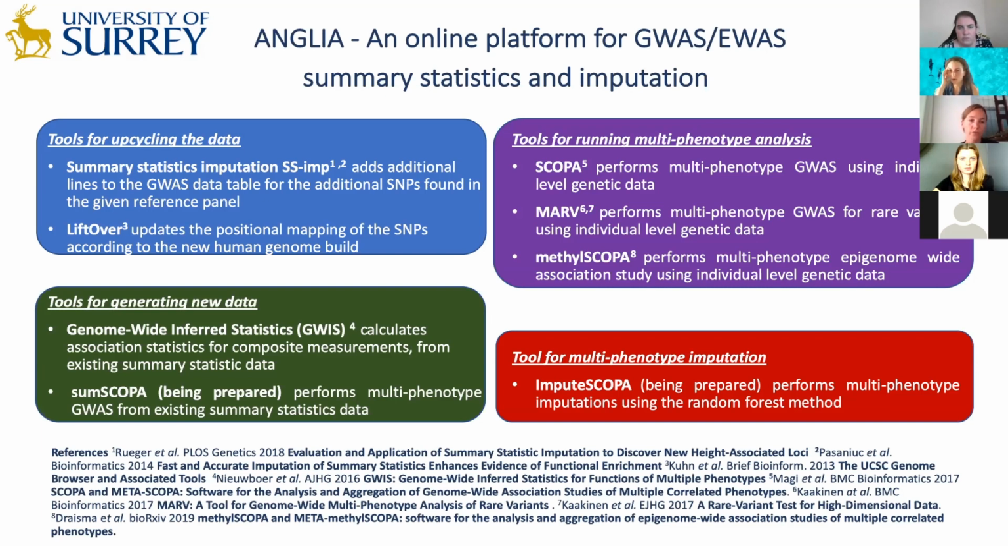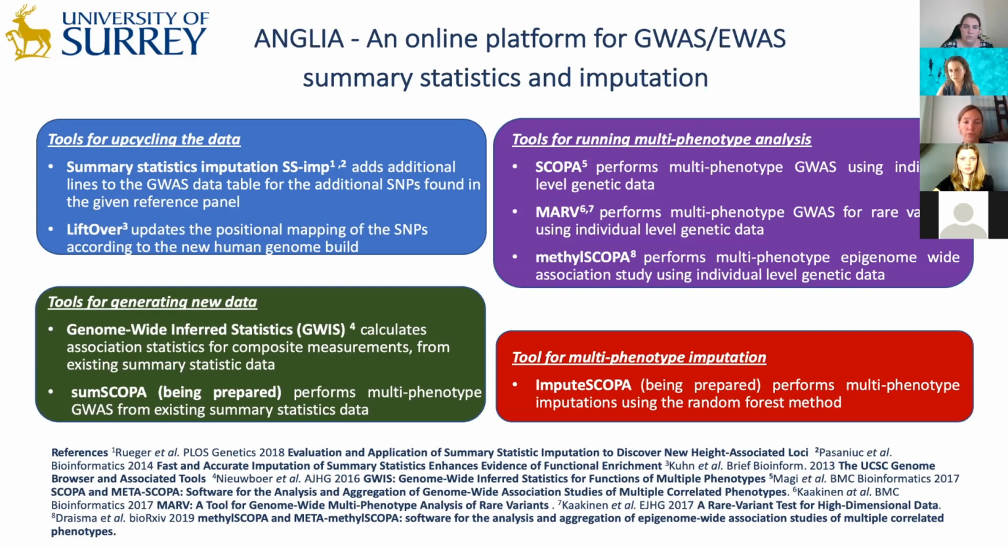Multi-phenotype analysis is a focus of our research group, and these are SCOPA for common variants, MAR for rare variants, and METIL-SCOPA for multi-phenotype epigenome-wide association studies. I'm sure there are lots of people who don't use multi-phenotype methods. I also didn't use it until I joined this group. What it basically does is take the SNP or the gene methylation as the outcome, and put multiple correlated phenotypes as the predictor of this genetic or epigenetic variant.